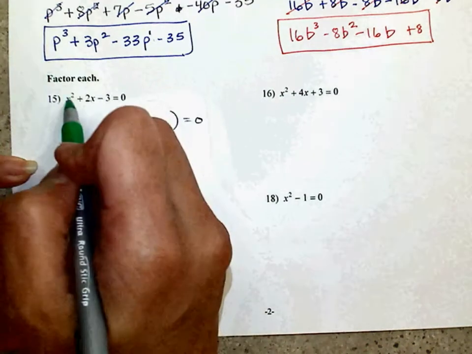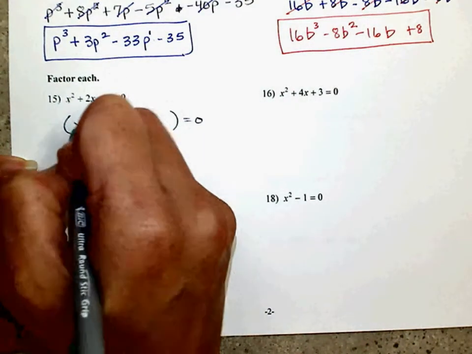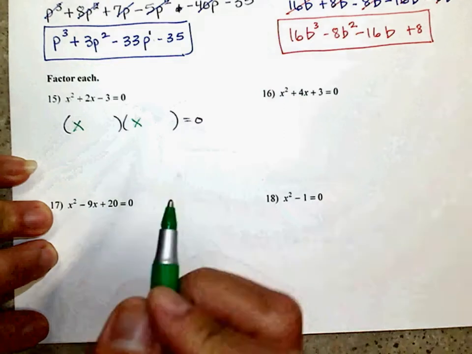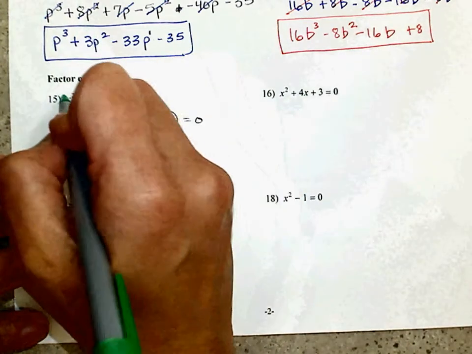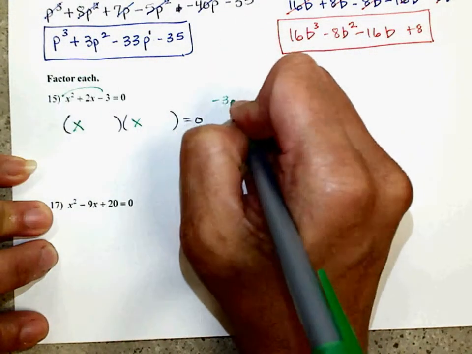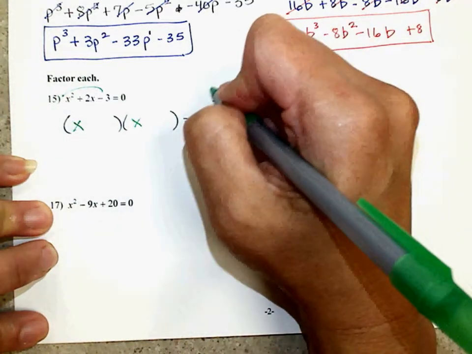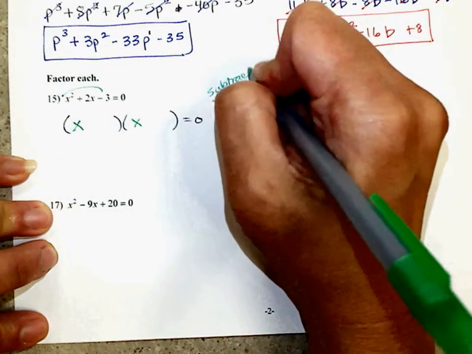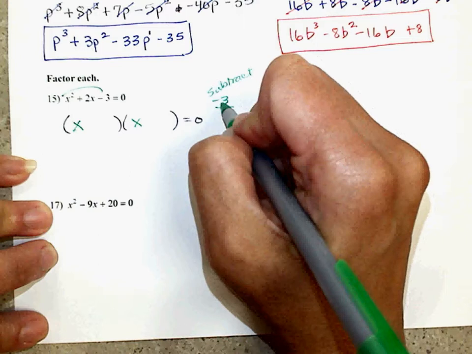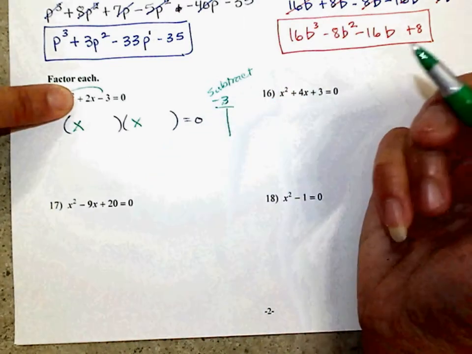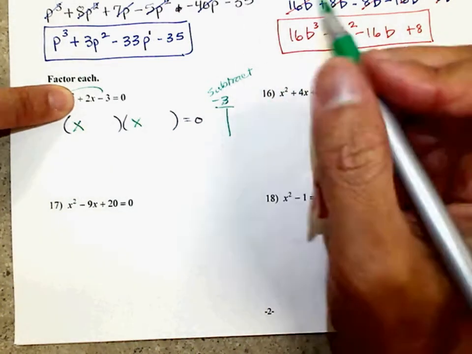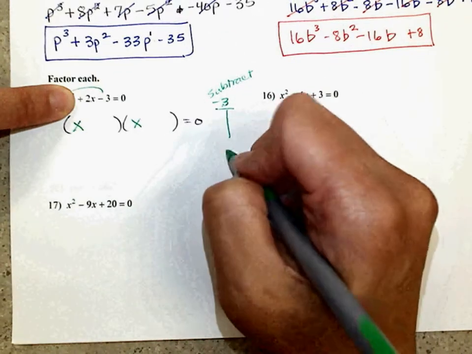Factors of x squared is x and x, because x times x is x squared. Now, 1 times negative 3 is negative 3. You see how that's negative? You're going to multiply two numbers to get negative 3, but they need to subtract to get a positive 2x.